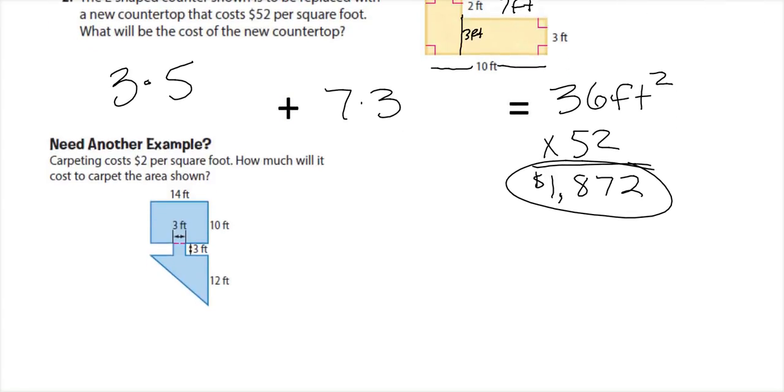Okay. Next, we're going to replace some carpeting, it looks like. So it says carpeting costs $2 a square foot. So how much will it cost to carpet the area shown? So we got our rectangular piece there, so that's 14 by 10, so that's easy enough. Then I got my little square there, so it's kind of like a hallway or something there. So that's a 3 by 3 section, which is 9, so that's easy enough.